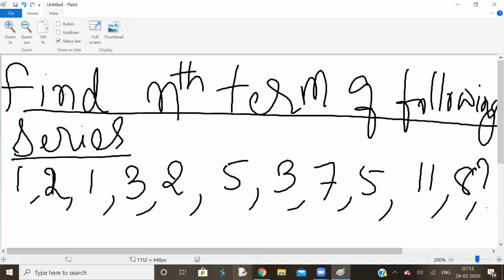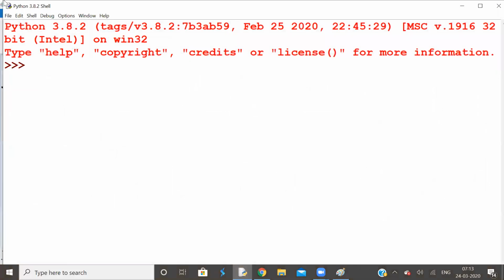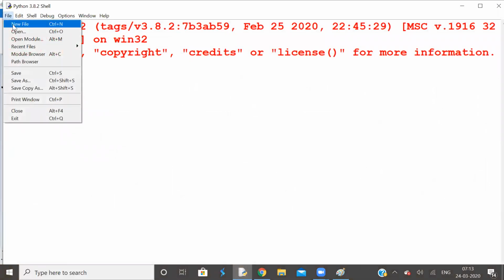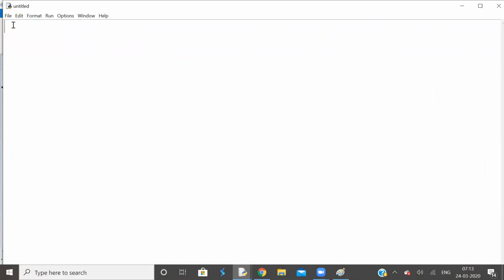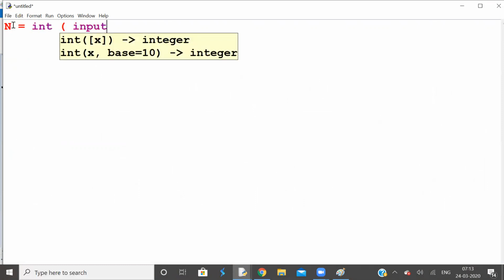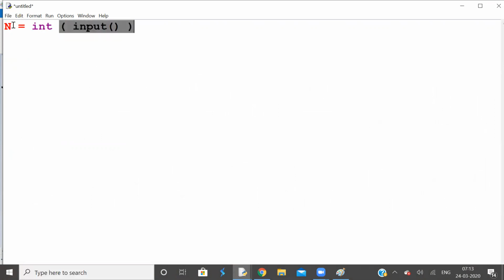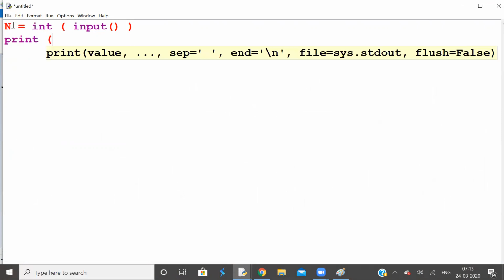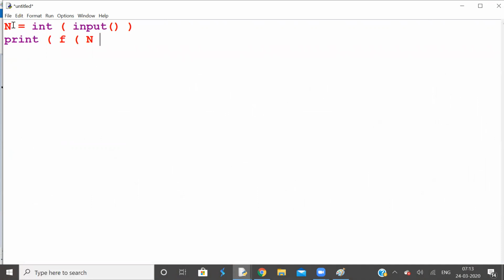Okay, let us do it as a program. So start. First read the term number. Let it be n, which is obviously an integer. And pass this term to the function to find out the nth term. Now let us write the function.